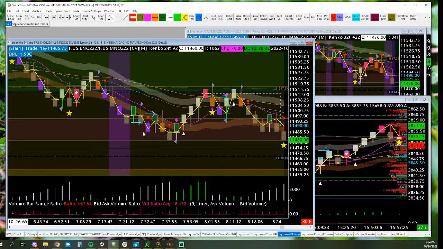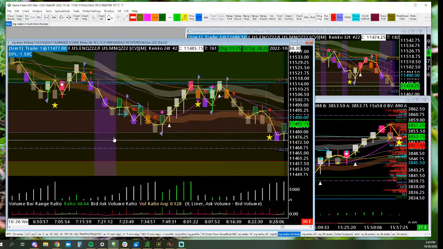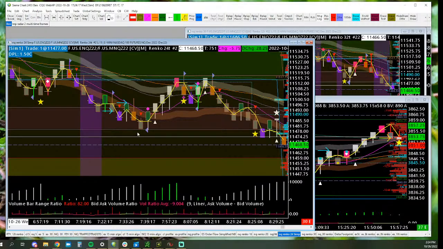So it's obviously not going to work every time. But, oh, this one was on a down bar, not an up bar. So that's similar to what we just saw now. Interesting.